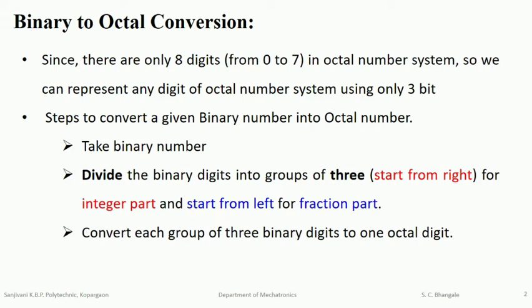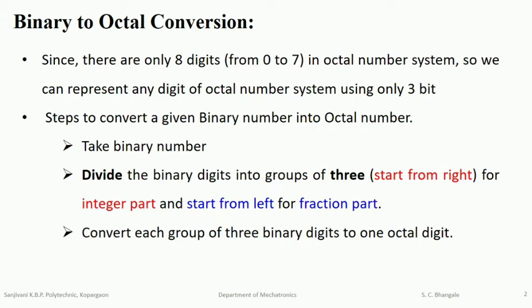In the octal number system, the base or radix of the system is 8. That means we can use symbols from 0 to 7. So we can represent any digit of the octal number system using only 3 bits. Now we'll discuss how we can convert a given binary number into the octal number system.